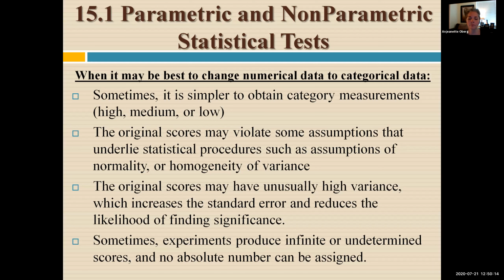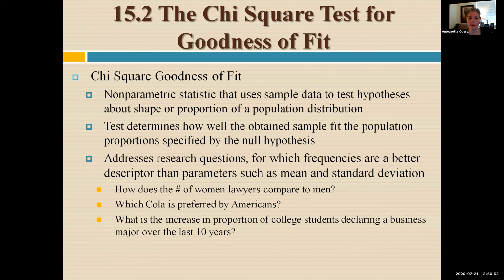Maybe there is a really high variance in our original sample data, and so the standard error is so huge, like we're never going to be able to find significant differences even if they exist, so we might want to lean toward doing a non-parametric statistic. And sometimes, like if you're trying to count the number of seconds it takes for a rat to finish a maze, let's say, and there's one rat that never finishes the maze. Well, that's an infinite number, and so we can't quantify that. And so in that case, we might want to use non-parametric techniques.